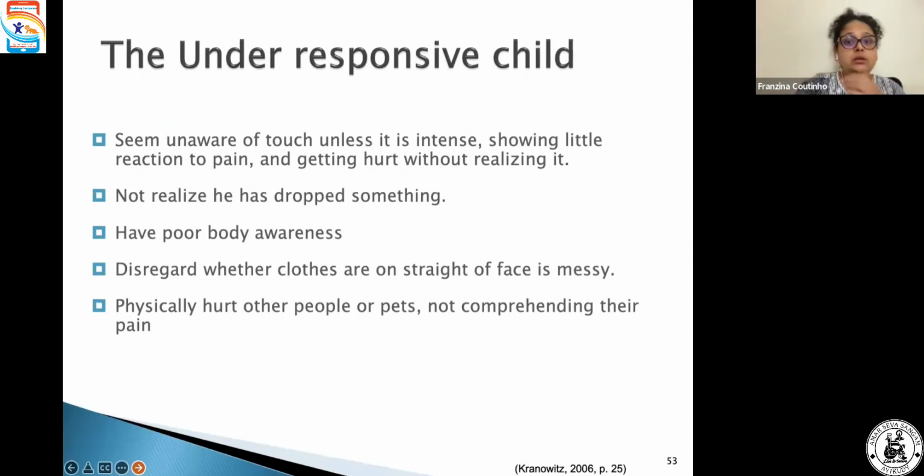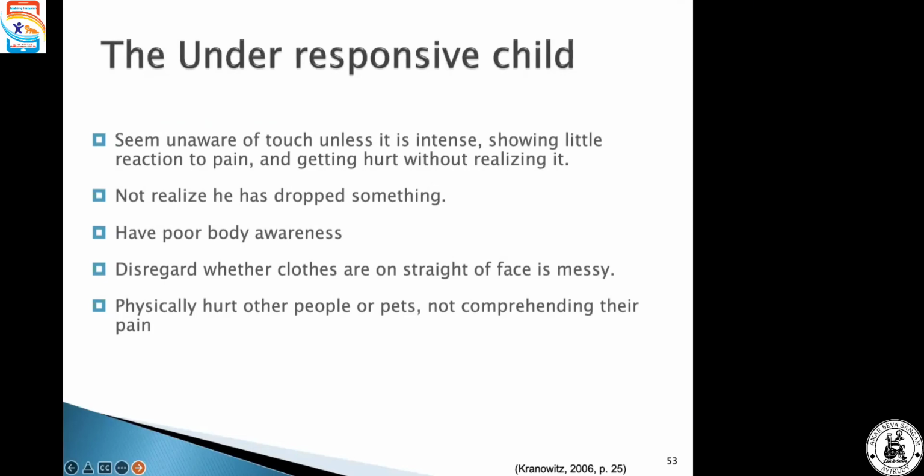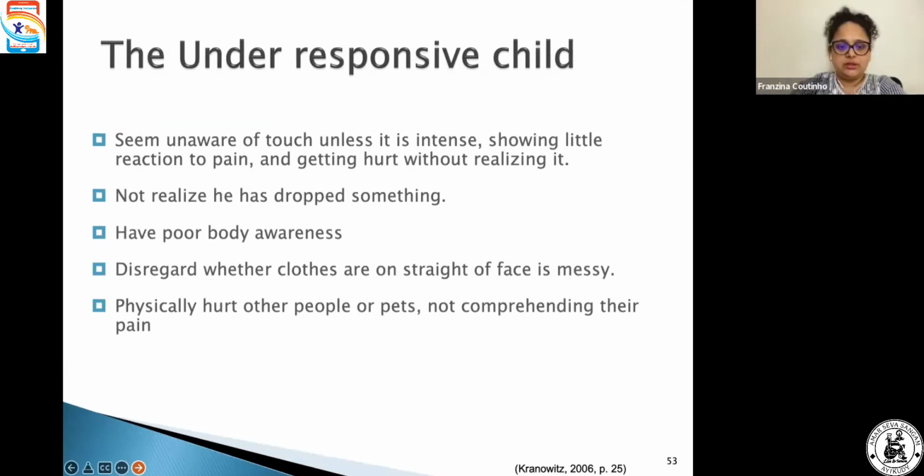When you have the under-responsive child, they are unaware of pain or touch, okay, very little. So you have a lot of parents telling you, oh, he fell down, but he's so good, he doesn't cry. That's a problem, okay. They are very messy often. They don't realize that their clothes are not put on straight. They're physically messy. There's a lot of food on their face. They can physically hurt others because they don't know how much force they're putting. So this is the under-responsive child. Okay.